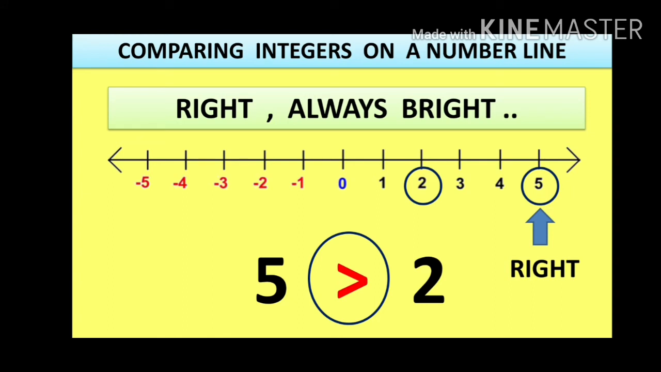So remember, which one is on the right-hand side? It is always greater. So here we will use right always bright. Here 5 is on the right-hand side, so 5 is greater than 2.